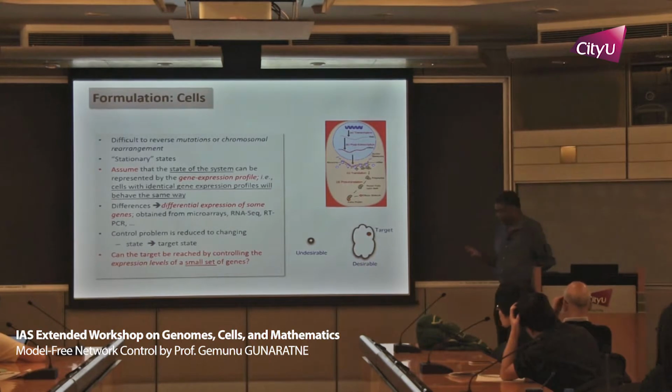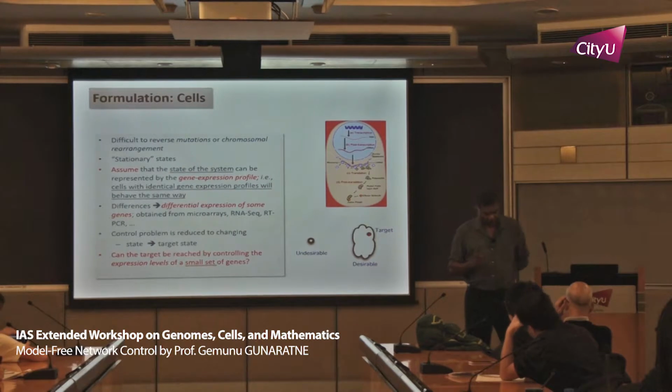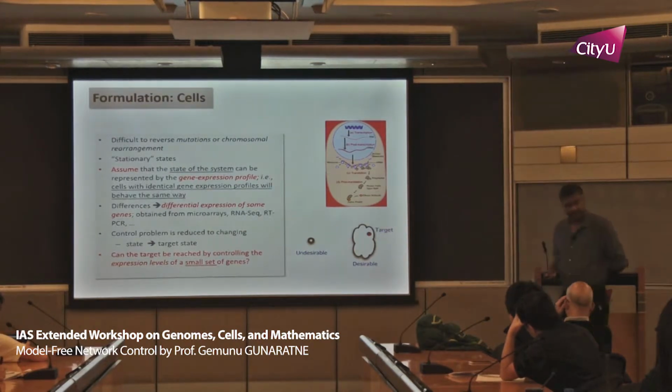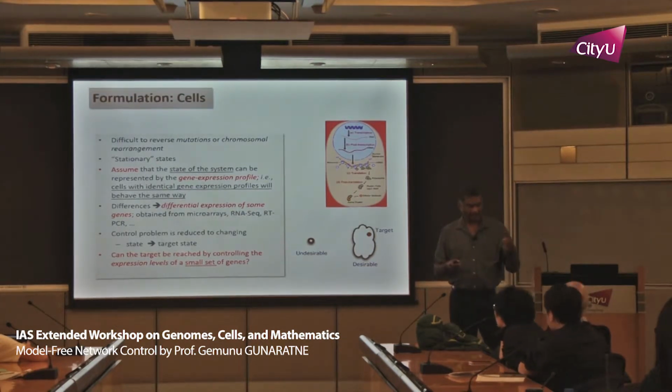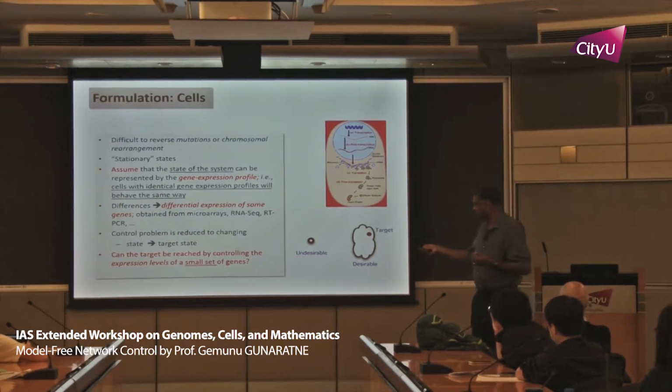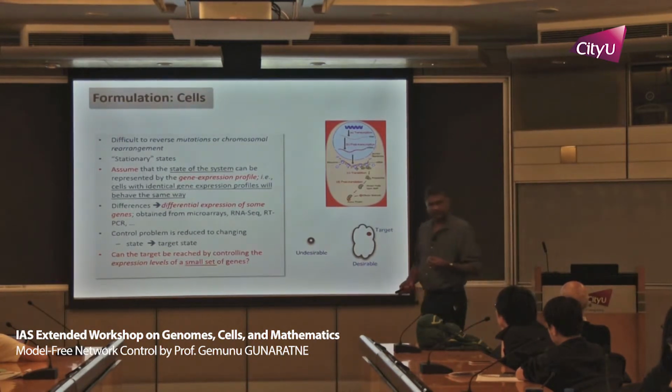Also, most importantly, can you do this by changing the levels of a small number of genes? So the idea then is to start with the defective state, apply a few genes to these diseased cells, and then try to control it to the desirable state. Can you do this?